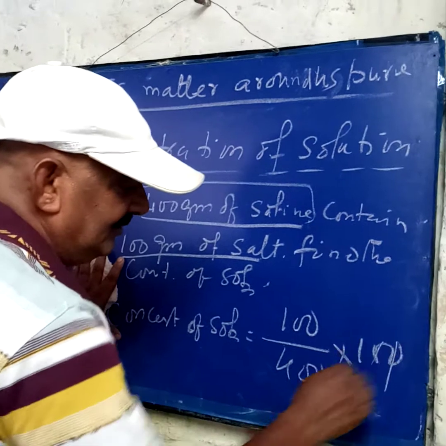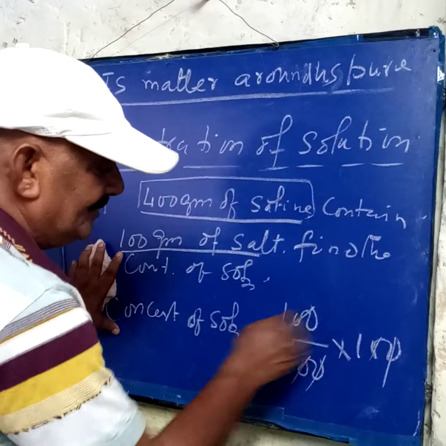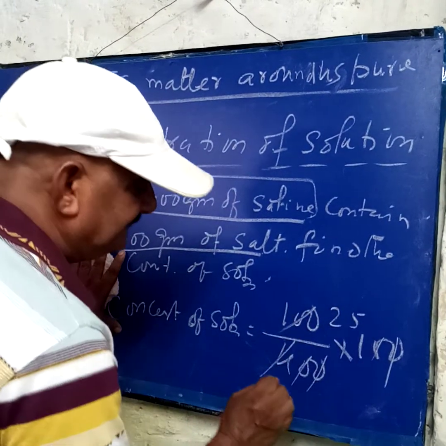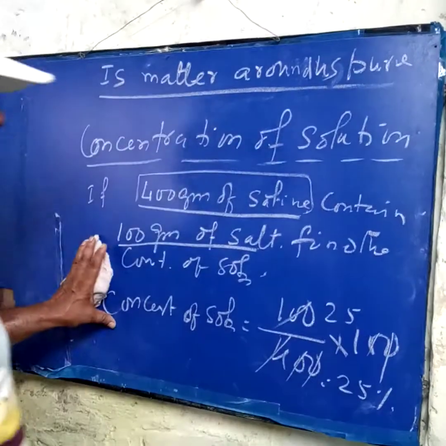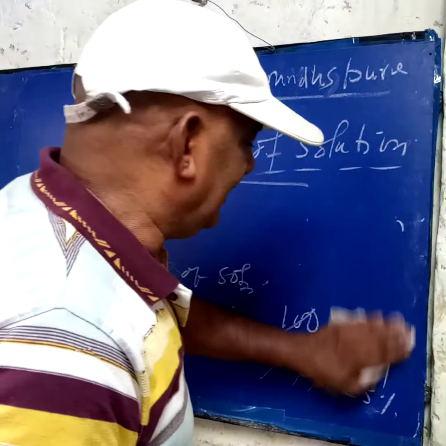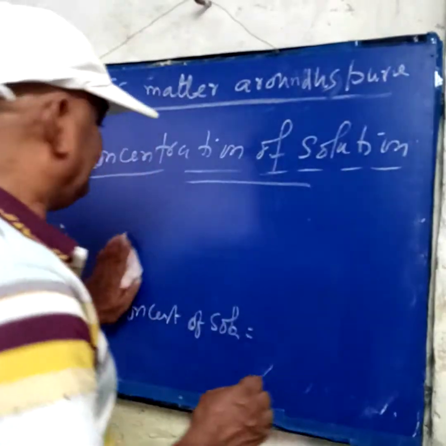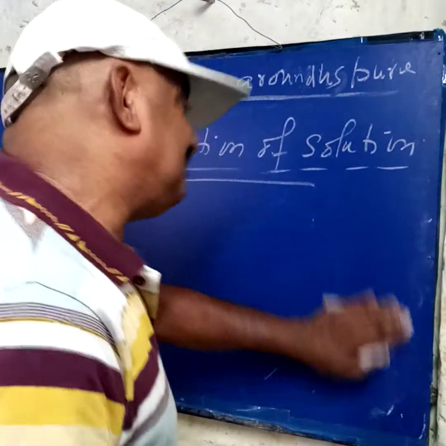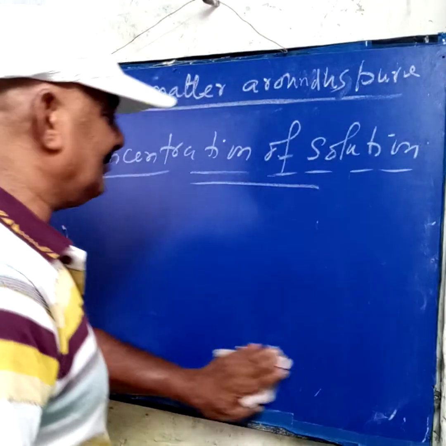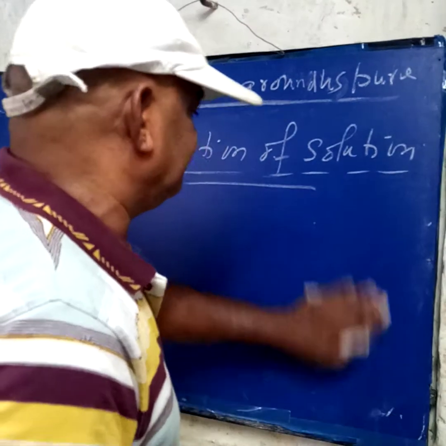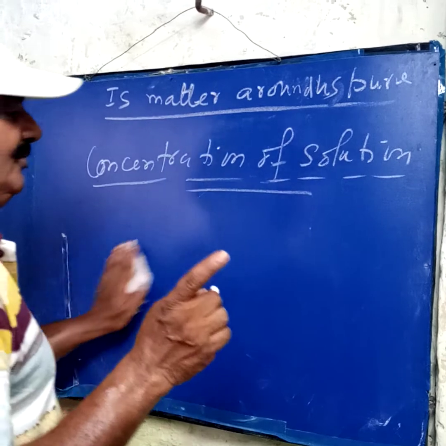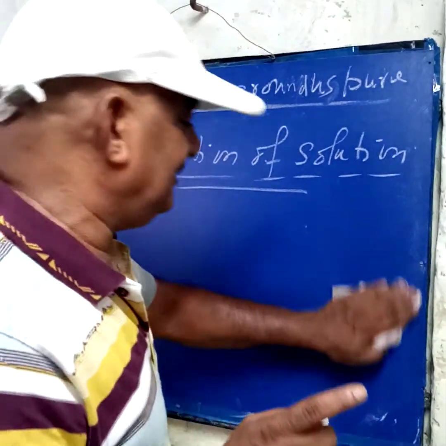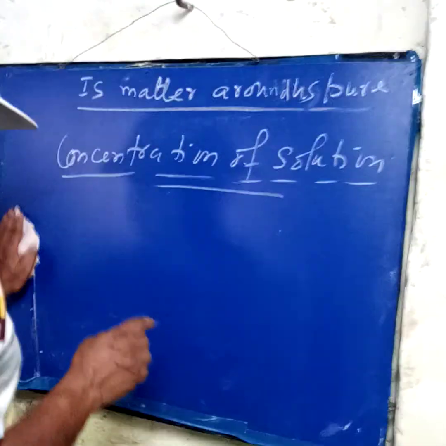Then cancel the zeros, 4 into 25 is 100, concentration of solution 25%. Understood how we do that? What happened in the second problem? The solution was already given, but in the first case solute and solvent were given. And in this way, a lot of problems are given in your NCERT book, you solve all the problems. If any problem comes, you ask me.